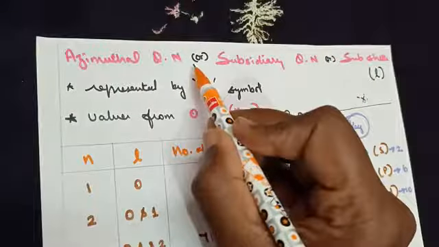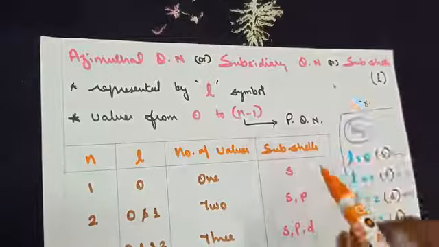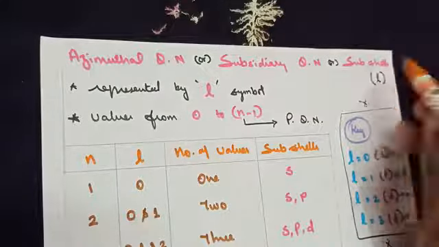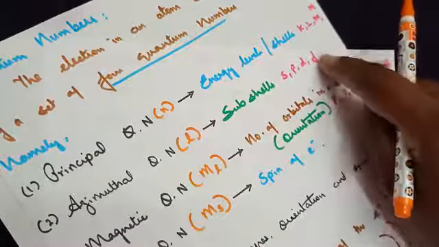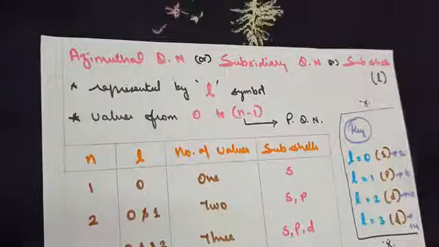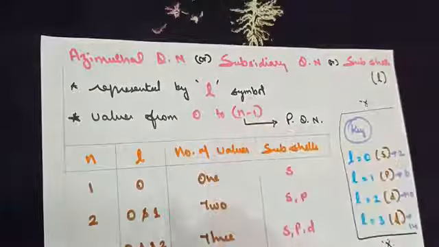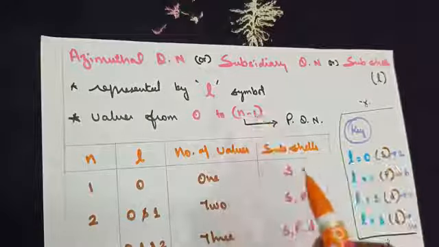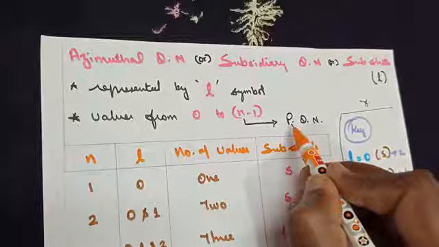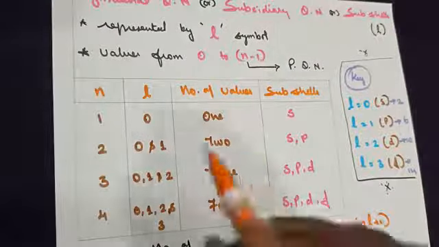The next concept is the azimuthal quantum number. It also has 2 other names, subsidiary quantum number or subshells. The subshells I told you about, remember, s orbital, p orbital, d orbital and f orbital. So the main energy levels will have these categories. They are represented by the symbol L. Values range from 0 to n minus 1, where n is the principal quantum number. Now the chart will help you to understand the concept better.